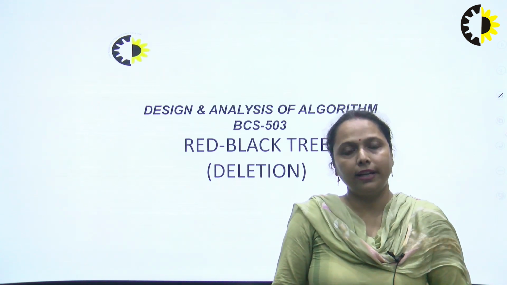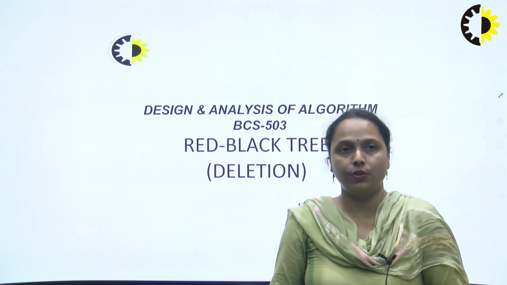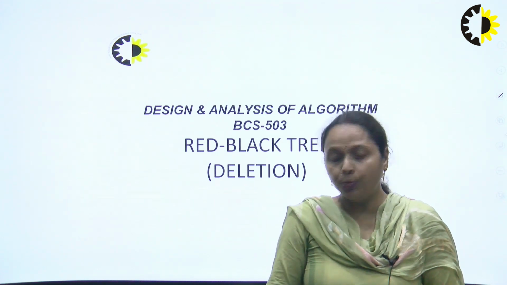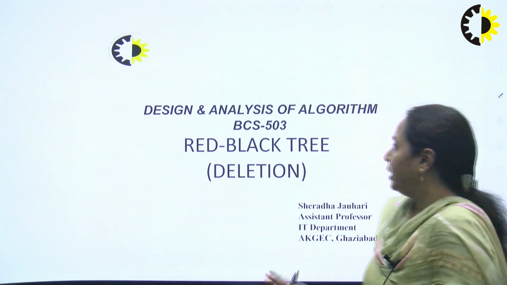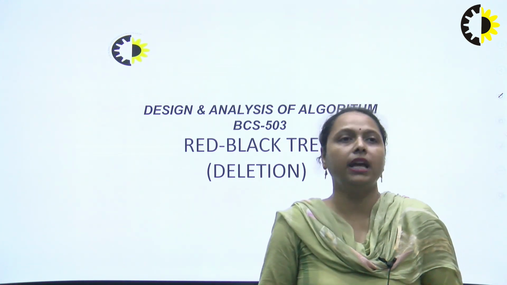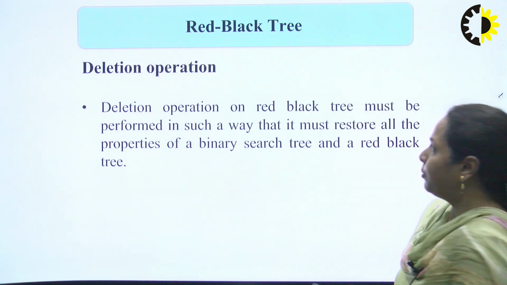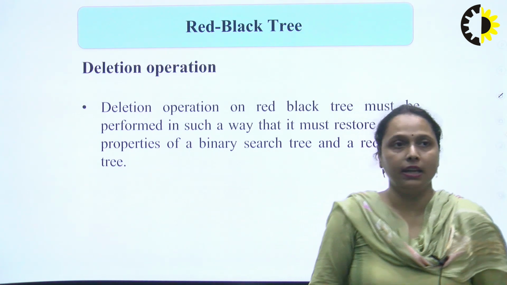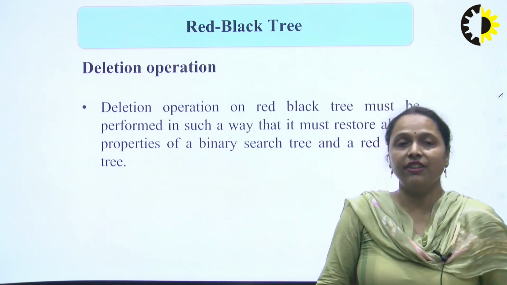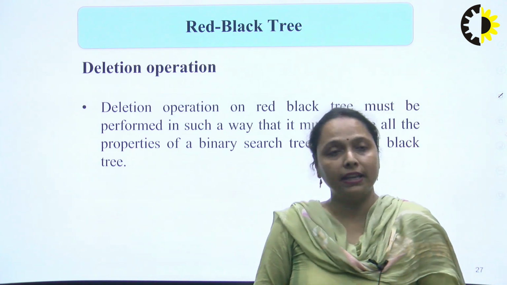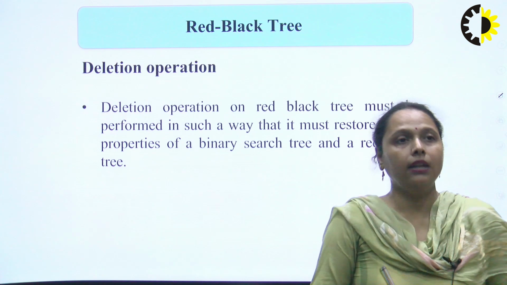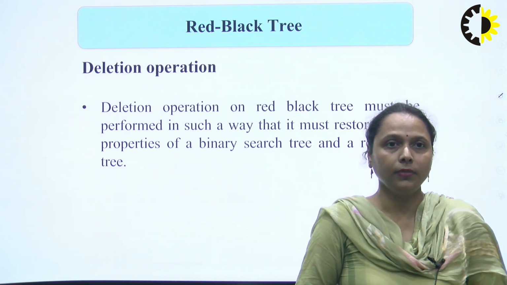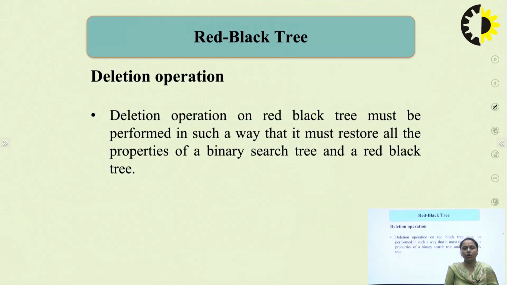As we know, a red black tree follows the properties of a binary search tree along with its own properties associated with red or black color. Deletion is also associated with that only. The deletion operation must be performed in such a way that all the properties of the binary search tree and the red black tree are not disturbed. It will retain all the properties of the RB tree as well as the BST.